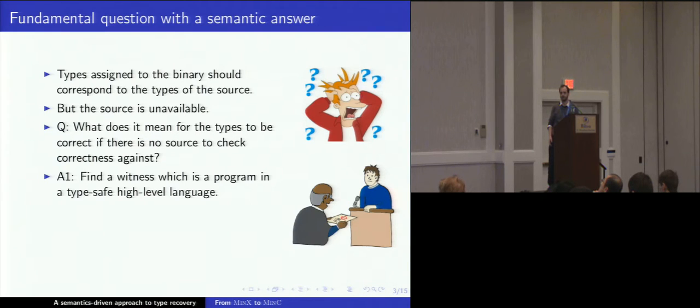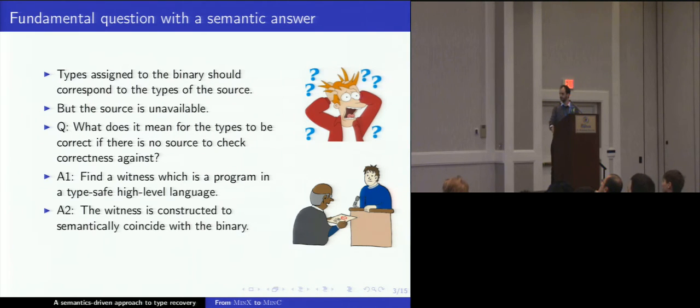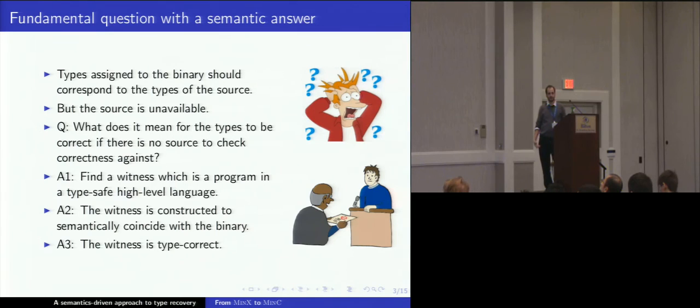So our answer to that is that we find a witness program in a type-safe high-level language, and we construct that such that its semantics coincide with those of the binary. And because this witness is type-correct, we can then state that our recovered types have real meaning in terms of the binary.